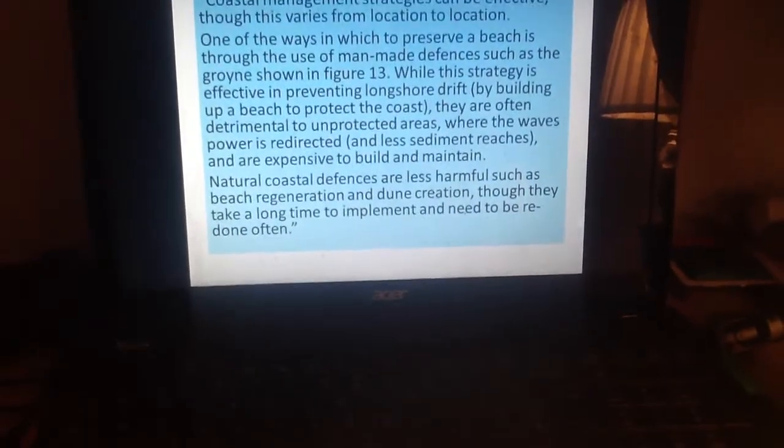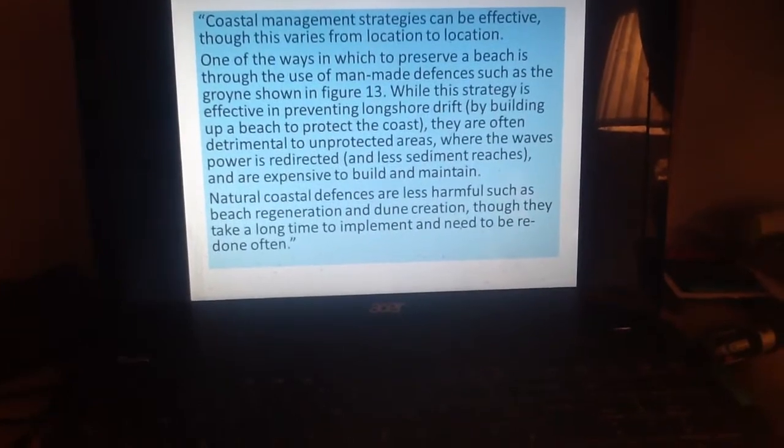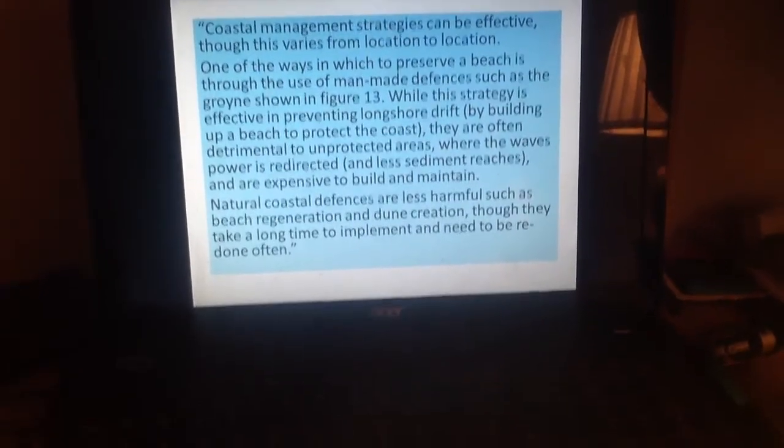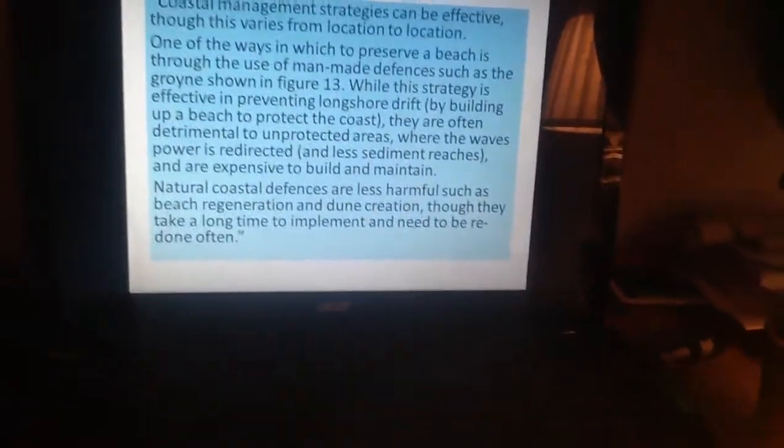So natural coastal defences are less harmful, such as beach regeneration and dune creation, though they take a long time to implement and they need to be redone often. So that's another defence, and that's another positive and negative of it, okay? And they go on to add a little bit more.